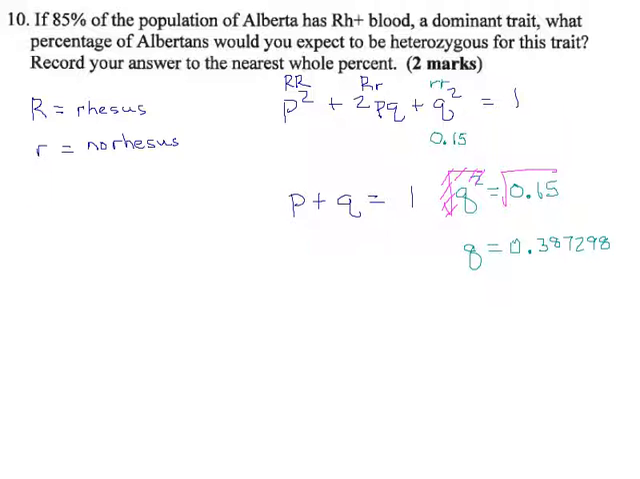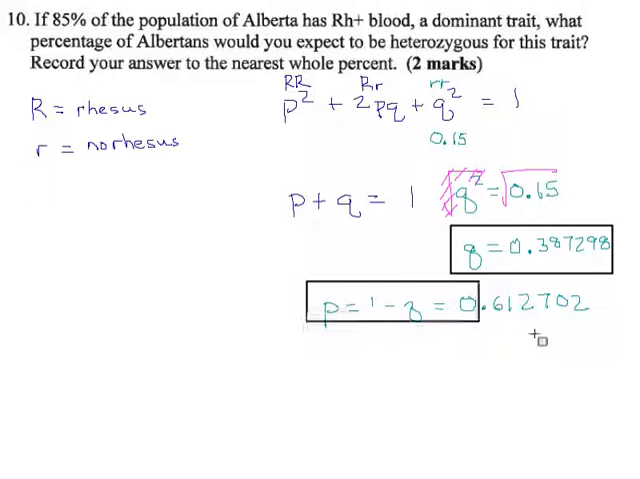And we know that p and q have to add up to 1, so if you want to know what p is, start with 1 and subtract off q. 1 minus 0.387298 gives 0.612702. If you want, you can add these together real quick and confirm they do add up to 1. That's a good thing to do if you have time. And now that we have p and q, we are probably set to find anything they want.